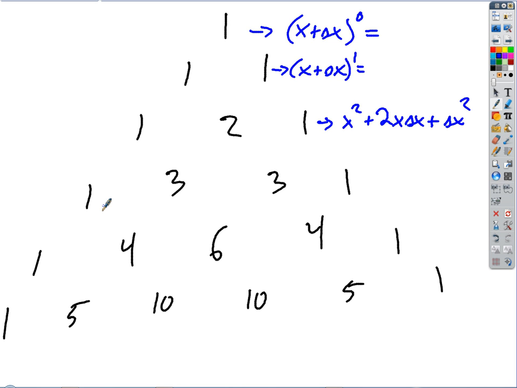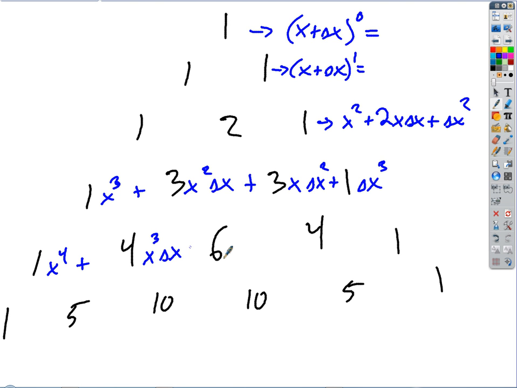And then here we get 1, I'll just put the 1x cubed, right, plus 3x squared delta x to the 1 plus 3x delta x squared plus 1 delta x cubed. Okay, we don't need to probably do the whole thing, but are you noticing a pattern? Like if I were to look at the next one, I'd get 1 x to the 4th plus 4, right? Etc., etc. Here I get 1 x to the 5th plus 5 x to the 4th delta x.